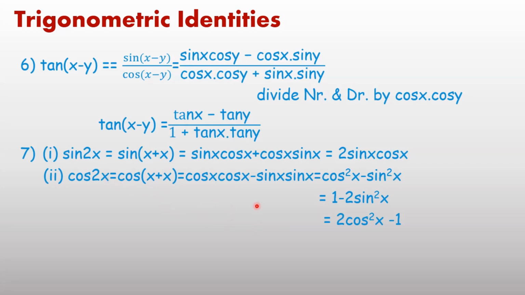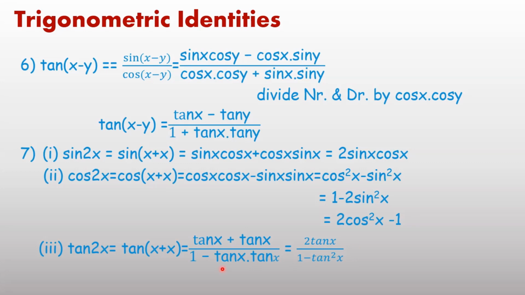For cos 2x you have 3 identities. As per requirement you can apply. Cos 2x equal to cos square x minus sin square x. Second is 1 minus 2 sin square x. And third one, 2 cos square x minus 1. Now tan 2x, same process, tan(x+x). Tan(x+y) equal to tan x plus tan y upon 1 minus tan x into tan y. In place of y, x. Tan x plus tan x, 2 tan x upon 1 minus tan square x. So sin 2x, cos 2x and tan 2x.